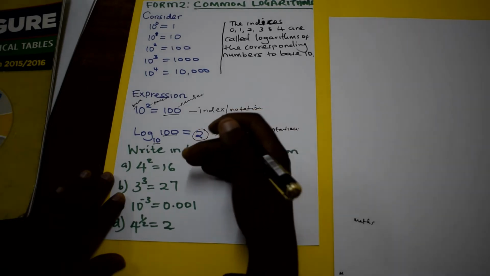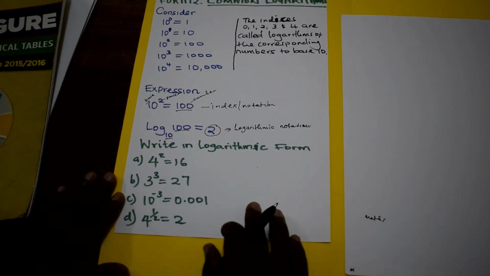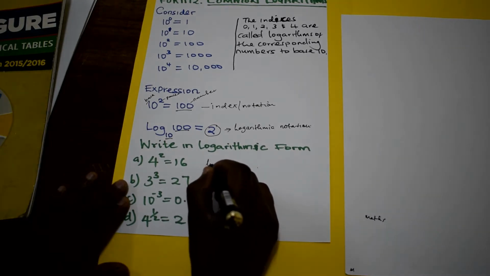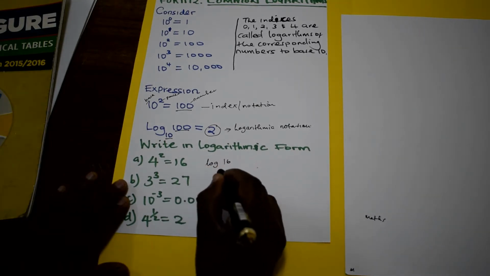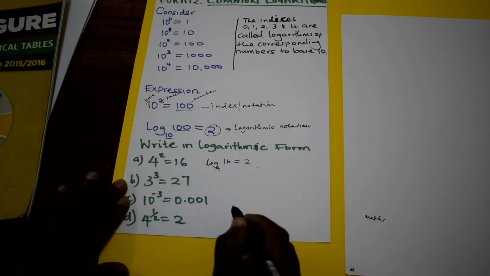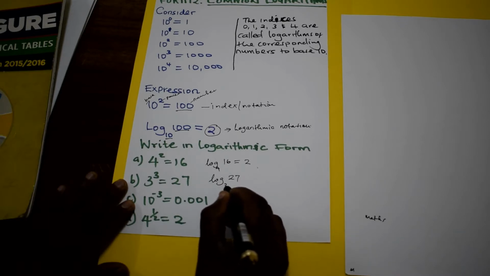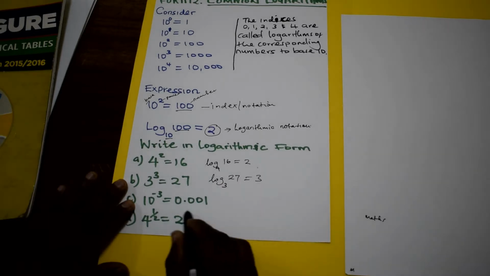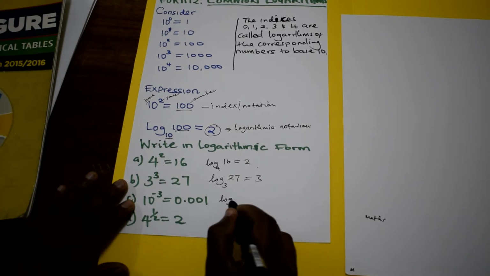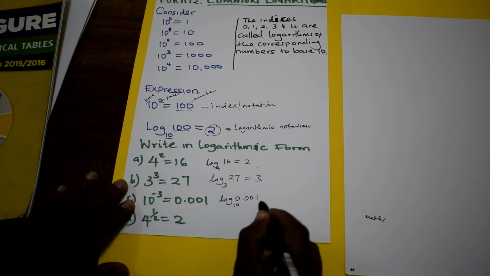So we can change from index to log form. Write in logarithmic form: we have 4 power 2 is equal to 16. So we say log of the number, our number is 16, the base is normally written down here, is equal to 2. And also log 27 to base 3 is equal to 3. So here our number is 0.001. So this will be log 0.001 to base 10 is equal to negative 3.